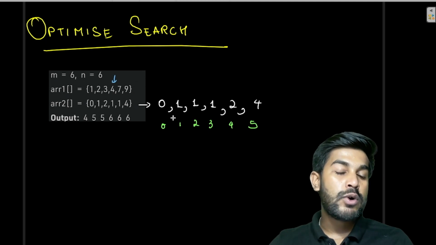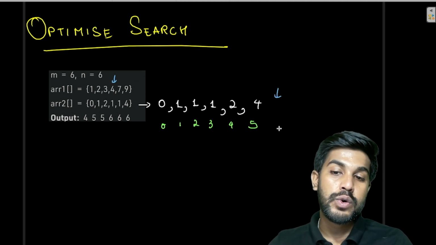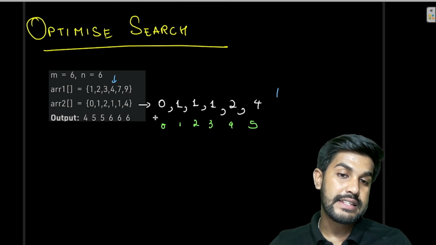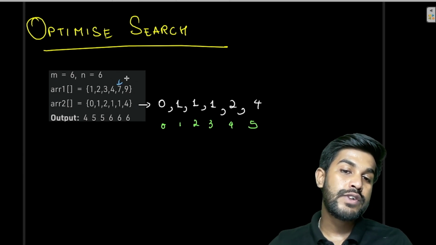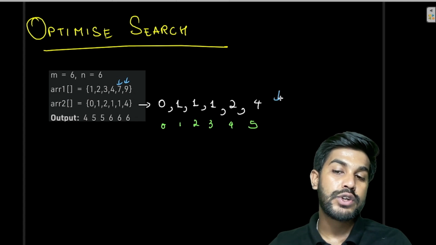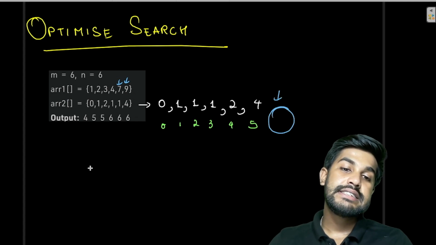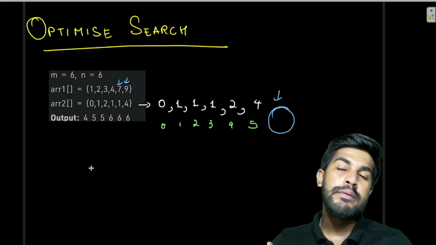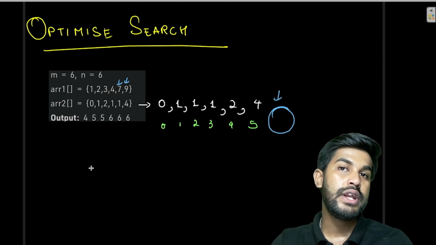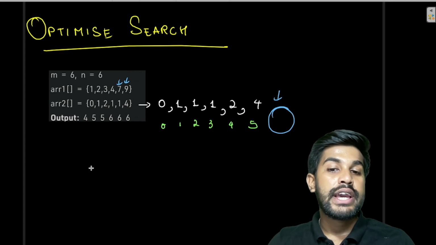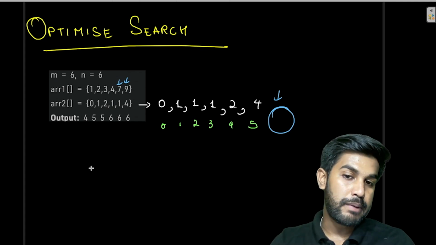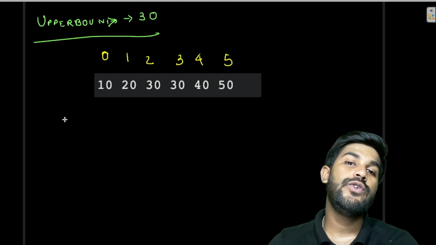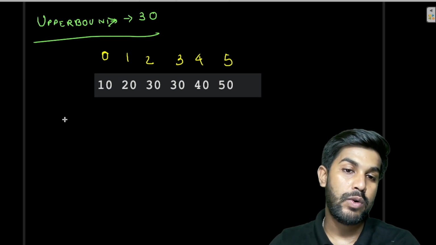Now let us do an upper bound of 4 and it would point to the value after that, that is 6. So yes, 6 is the answer. Now the same goes for 7 and 9, where it would point to the element that is greater than that. So if somehow we learn how to implement upper bound on our own, then we can easily solve this problem. So now let us see how we implement upper bound.